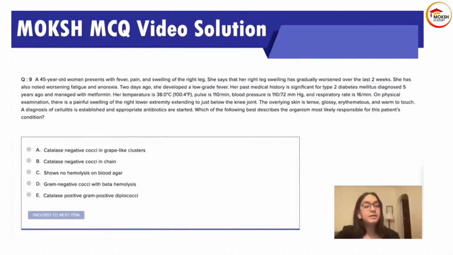Question number 9. A 45-year-old woman presents with fever, pain, and swelling of the right leg. She says that her right leg swelling has gradually worsened over the past 2 weeks, and she's also noted worsening fatigue and anorexia. 2 days ago, she developed low-grade fever. History is significant for diabetes, diagnosed 5 years ago and managed with metformin.